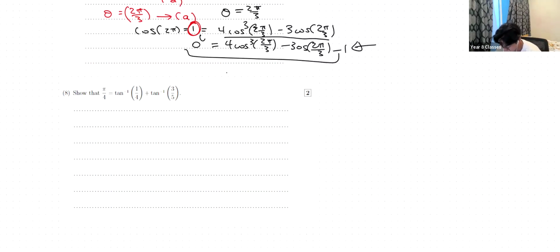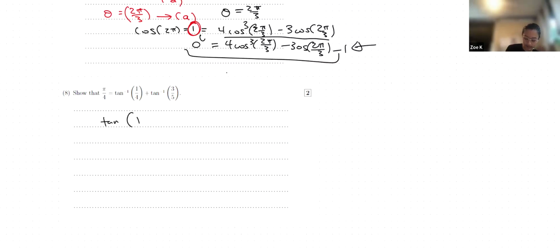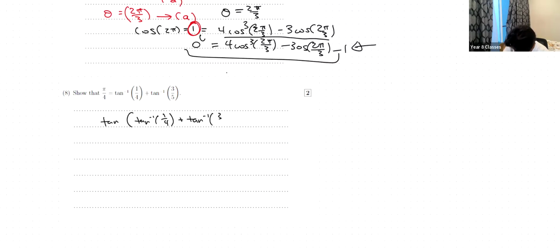I will give you a hint. You want to get rid of the tan inverses. Oh wait, is this the thing where... Okay, I have a thought. If you tan the right hand side, that means it's tan inverse of 1/4 plus tan inverse of 3/5. And then your tan of 1/4 and tan of 3/5 is your A and B. And then you use the formula.